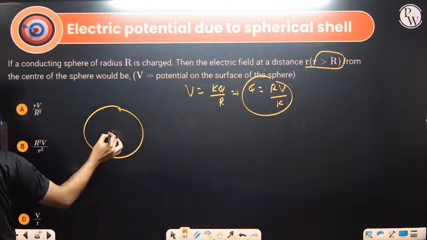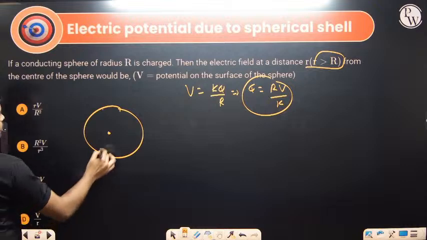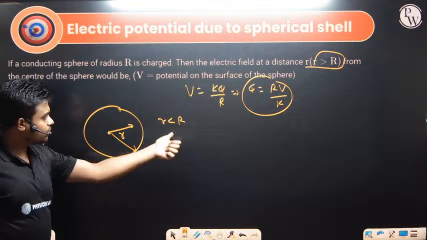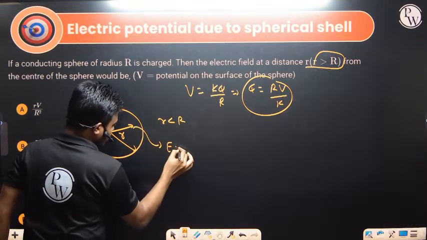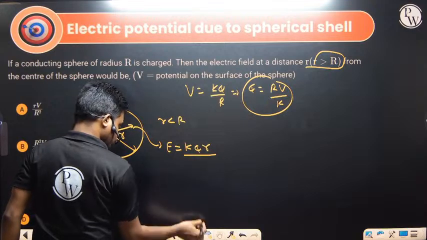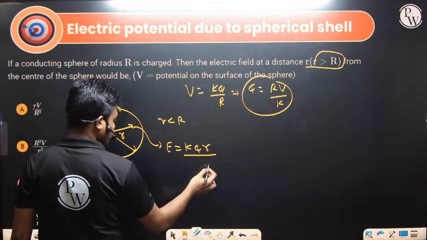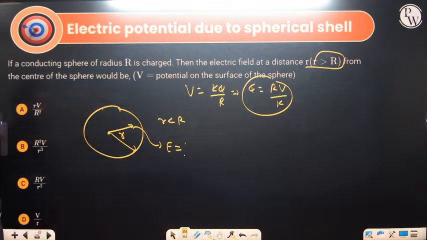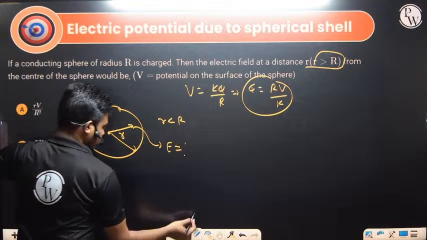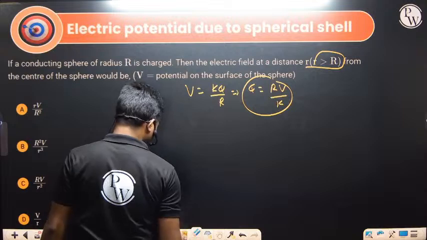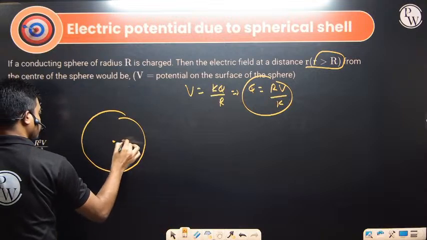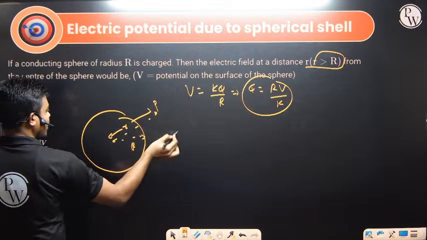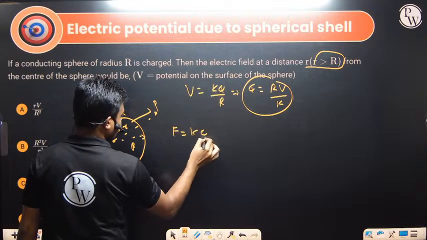Now we have to find the electric field at a distance of how much? Small r, and that small r is greater than capital R. This question is asking r greater than capital R. So if this distance is r, at this particular point P we want to calculate the electric field. When r is greater than capital R, what is the electric field value? KQ by small r square.